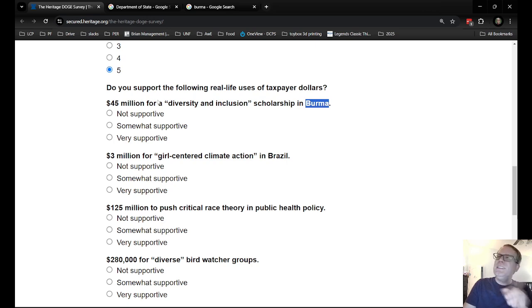Okay, this is more a grammatical thing. I don't know if this invalidates the data. This is a yes or no question, and then there are 3 degrees of response. So how would you describe your supportiveness of the following real life uses of taxpayer dollars?